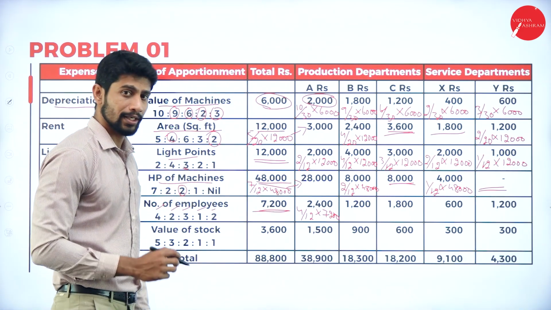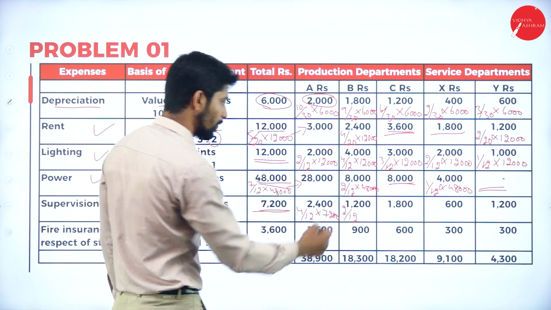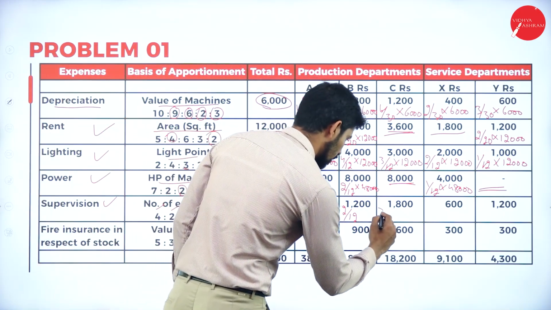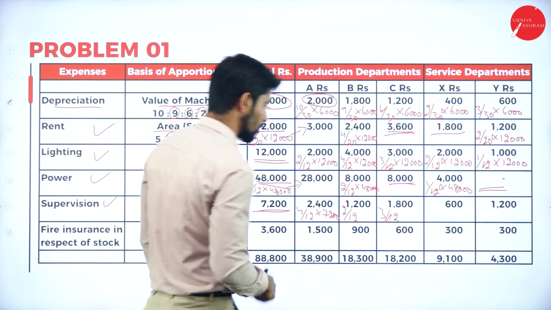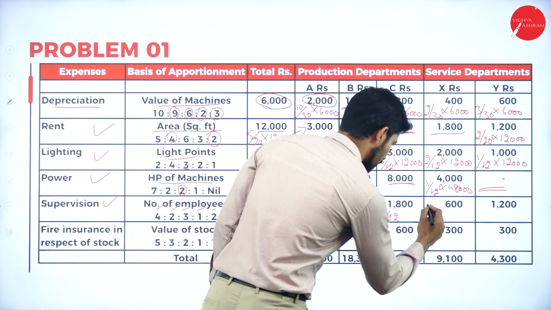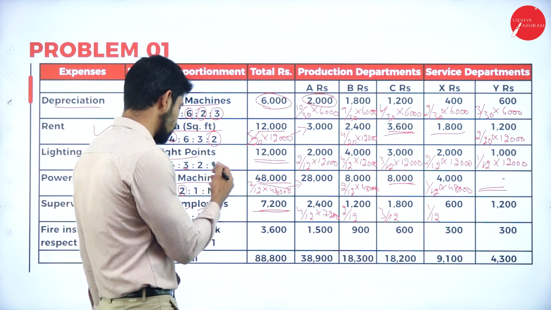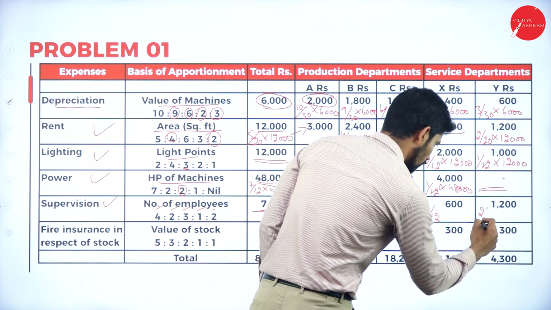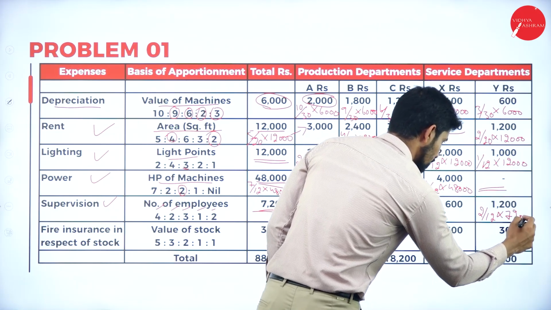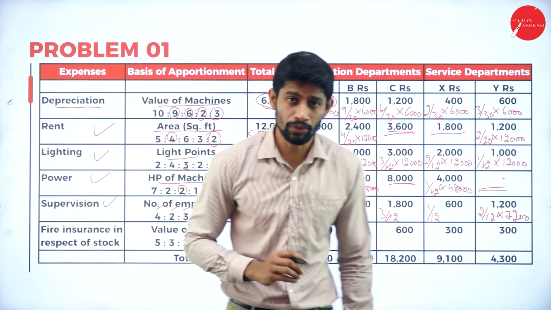So 2,400. Next, 2 divided by 12 into 7,200, you will get 1,200. Next, 3 divided by 12 into 7,200, you will get 1,800. Next, 1 divided by 12, how much will you get? 600. Next, 2 divided by 12 into 7,200, how much will you get? 1,200. Finished. Next, fire insurance with respect to stock.